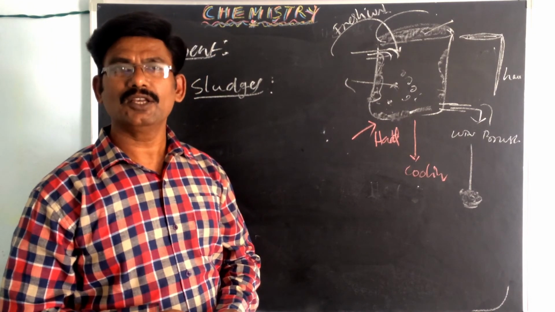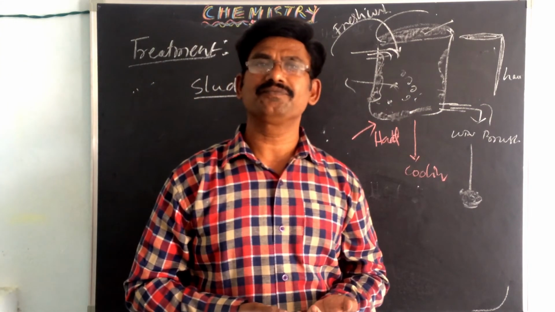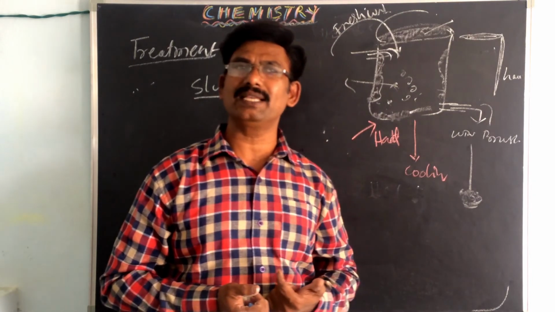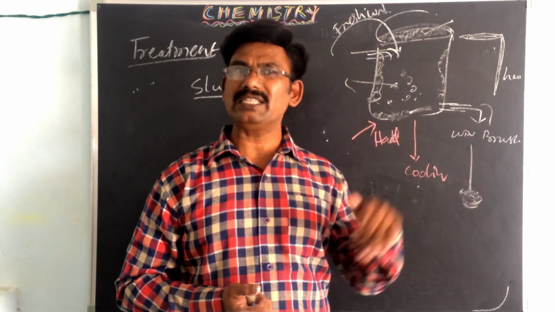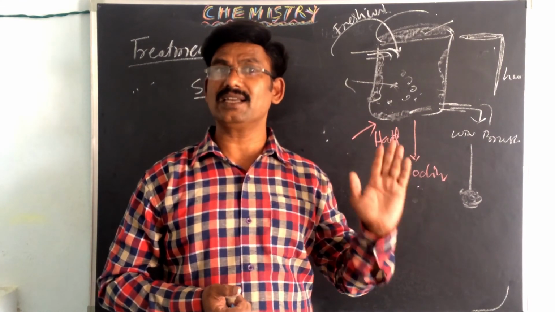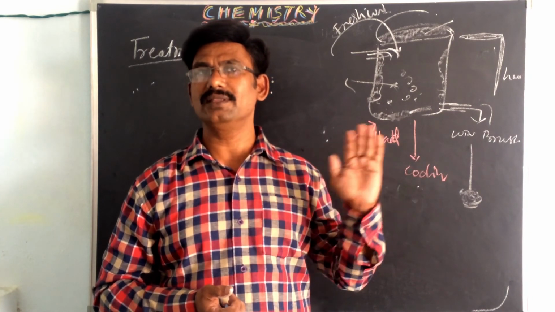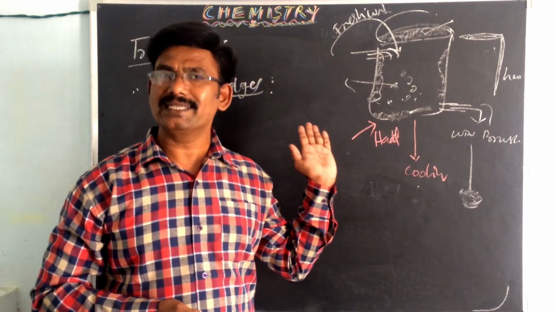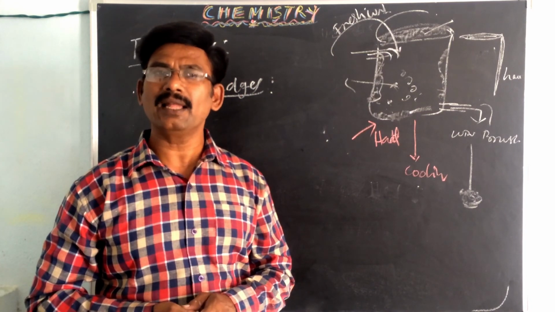So what topics have we completed today? Boiler troubles. What are boiler troubles? Scales and sludges, the formation of scales and sludges, their causes, and what types of salts are present, such as calcium sulfate and calcium carbonate, and how to remove them. These are the topics. Thank you very much.